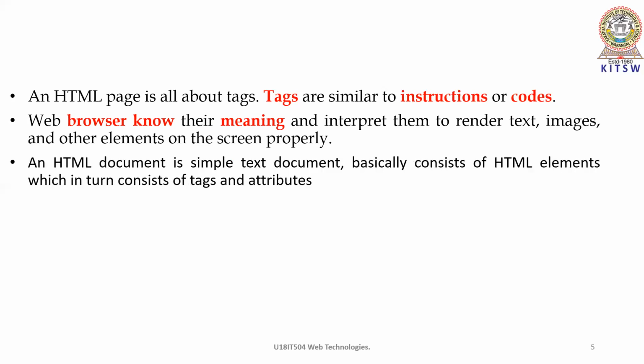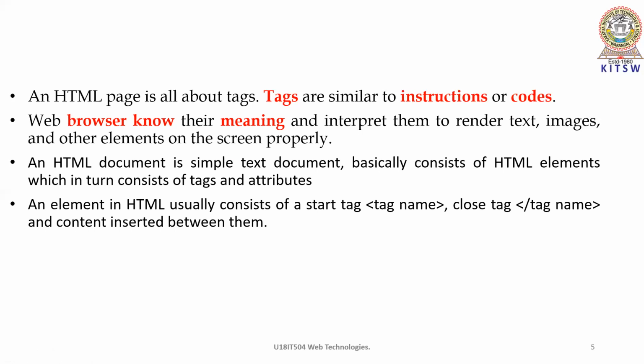Next, an HTML document is simply a text document. Just as we have seen and discussed, basically it consists of HTML elements, which in turn consist of tags and attributes. The important point is that an HTML document is a simple text document. Basically, it consists of elements. Elements in turn consist of tags and attributes.